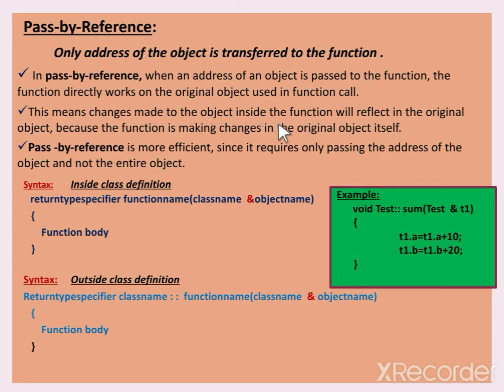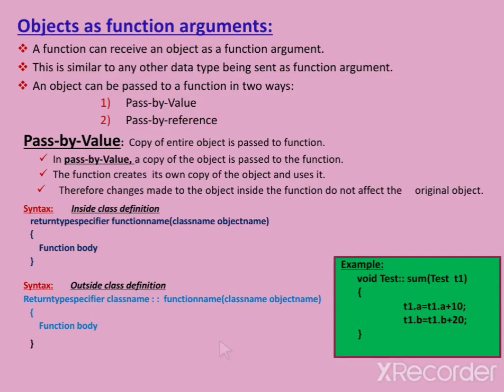Changes made to the object inside the function will reflect in the original object because the function is making changes in the original object itself, because only the address of the object is transferred to the function. But in pass by value, a copy of the object is passed to the function.